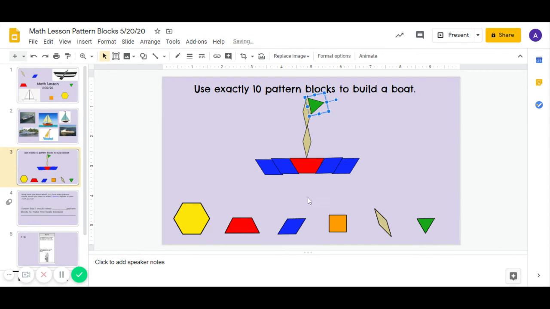So I'm going to add another triangle. And to finish it off, I'm going to add another triangle to make a flag. Oops. I apologize, boys and girls. Turning these on the computer is not the easiest.